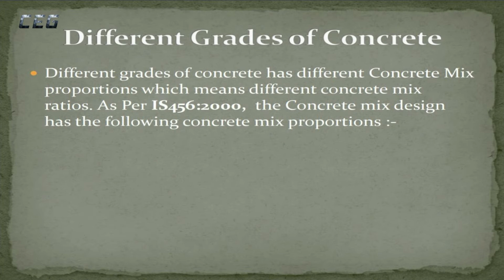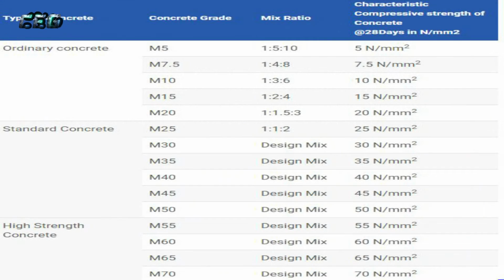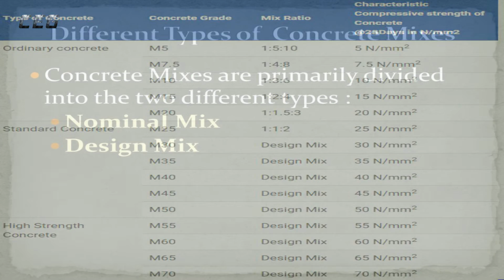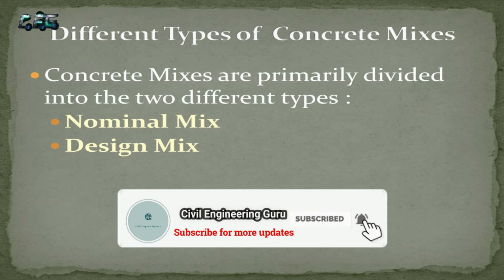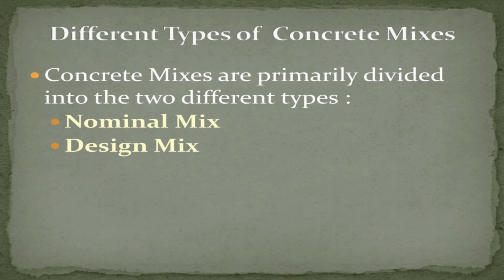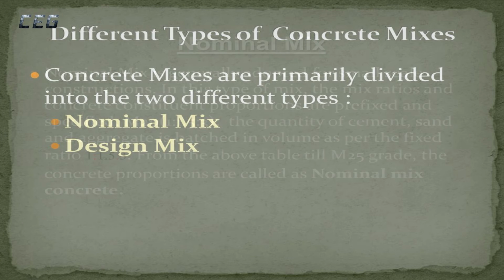Different grades of concrete have different concrete mix proportions, which means different concrete mix ratios. The concrete mix design has the following concrete mix proportions. Different types of concrete mixes. Concrete mixes are primarily divided into 2 different types: nominal mix and design mix.